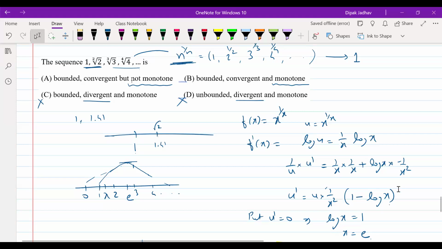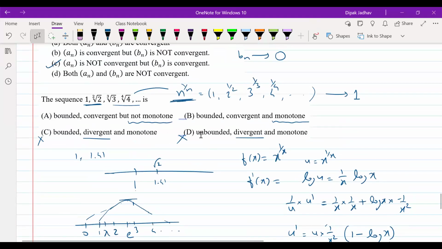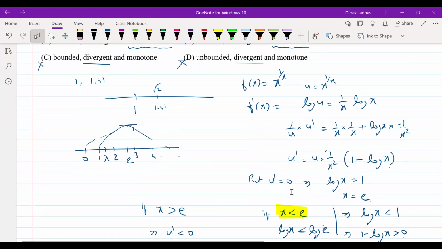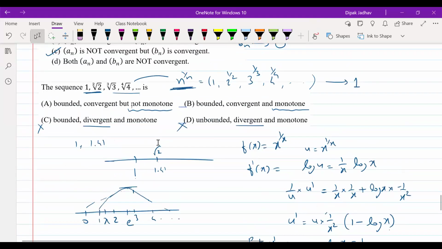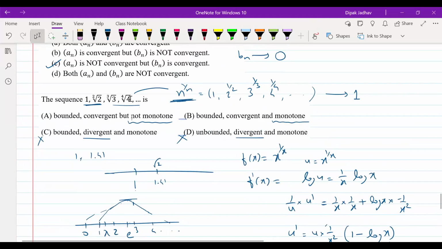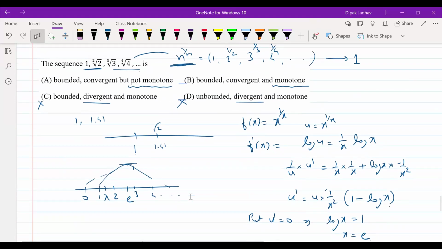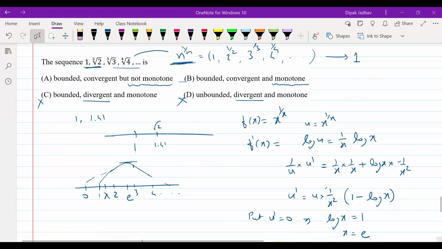So sometimes this trick also helps while checking whether a sequence is monotonic increasing or monotonic decreasing. From the expression of the nth term of the sequence, we try to identify a function, and then we compute its derivative and see whether it is increasing or decreasing. Using that, we try to conclude about the monotonicity of your sequence. Is it okay for all of you? Yes, very good.